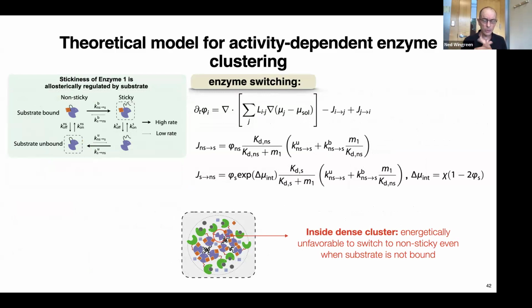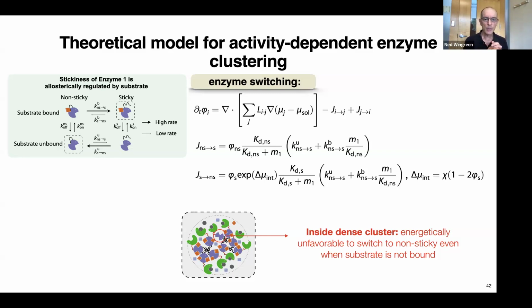The one tricky thing here, and we'll come back to that briefly, is that we're imagining for the moment that this switching is allosterically regulated as an equilibrium process. Even though catalysis, of course, can be non-equilibrium, we want the switching to be equilibrium, so you're not spending energy to make this happen. And that means that we have to respect detailed balance.